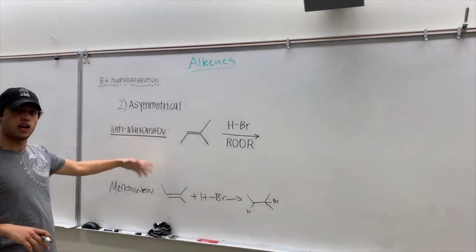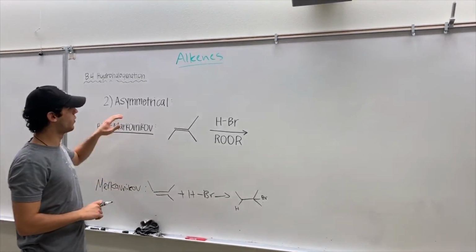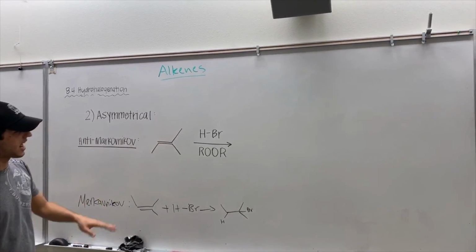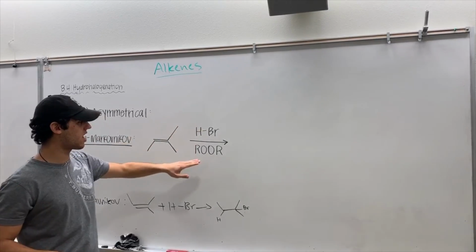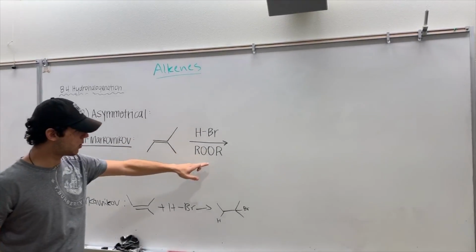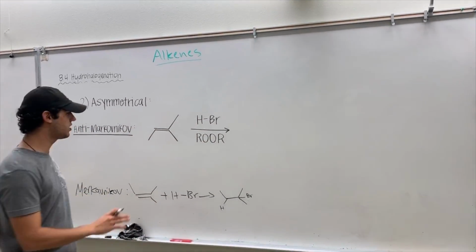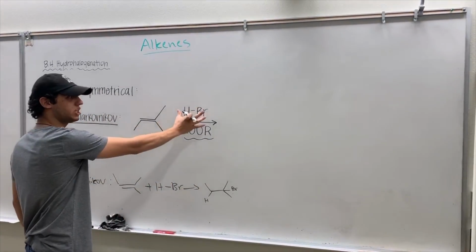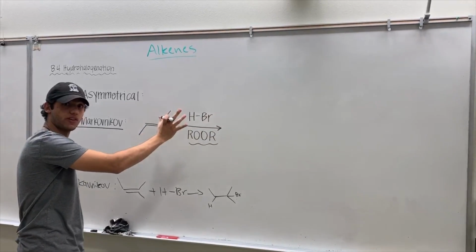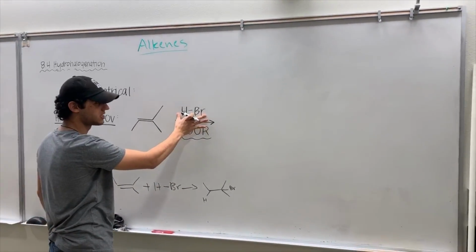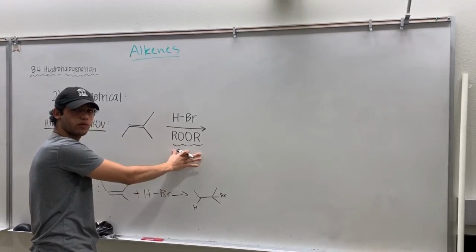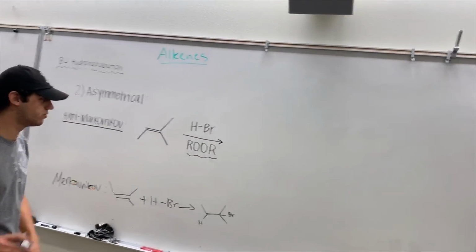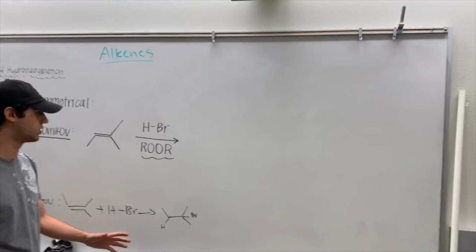So for the anti-Markovnikov, for the also asymmetrical alkene, here's my asymmetrical alkene, and I have this reagent, HBr, and I have peroxide. ROOR is peroxide. And you can tell it's anti-Markovnikov because of this reagent. Remember, if it was HBr by itself, it would have given you Markovnikov addition, but HBr as the first reagent together with peroxide would give you anti-Markovnikov. For now you don't really need to know the mechanism for it.